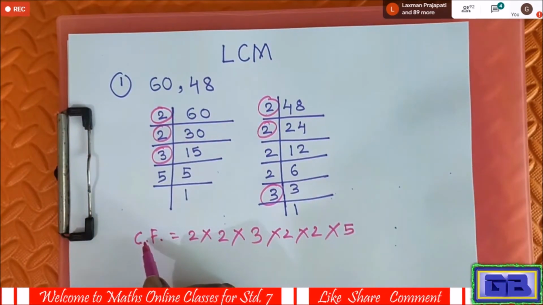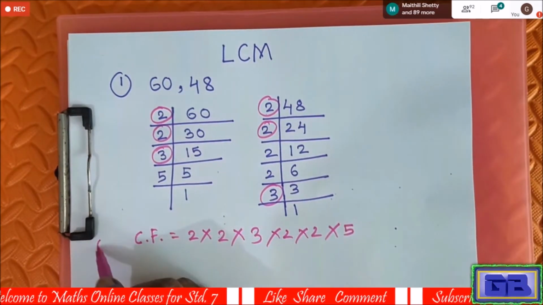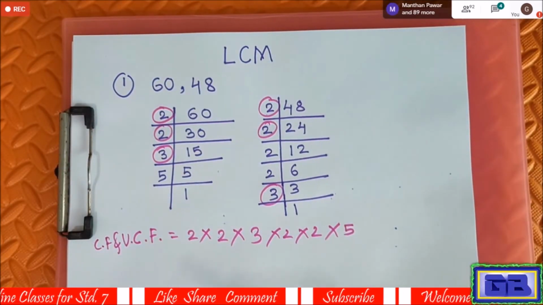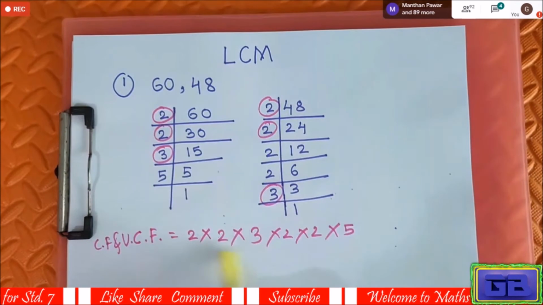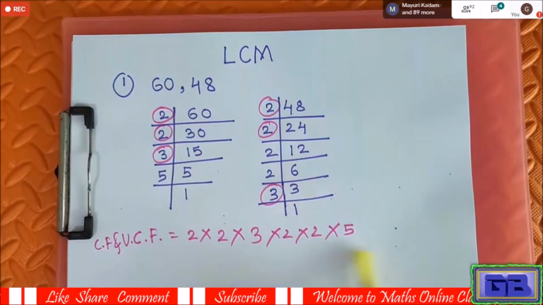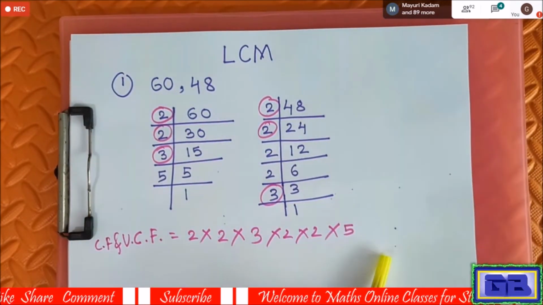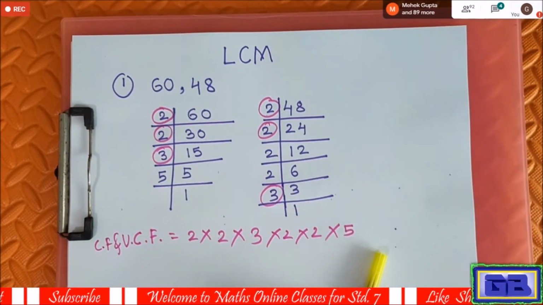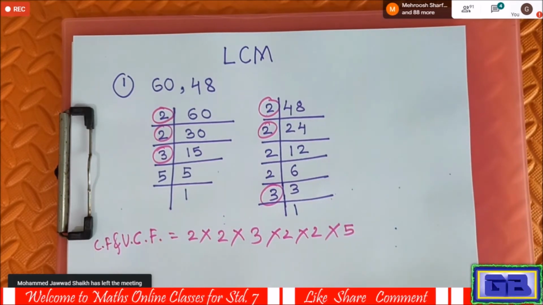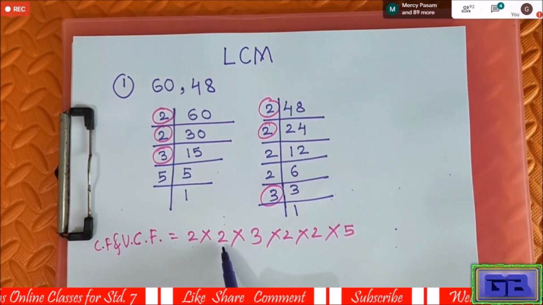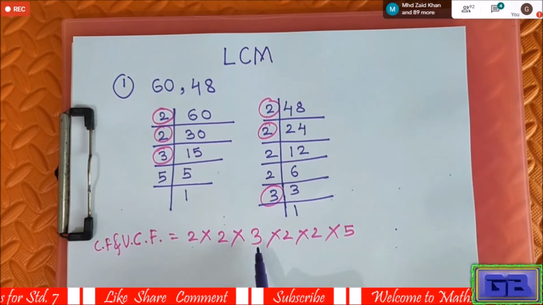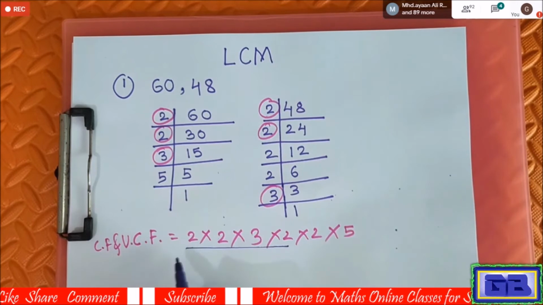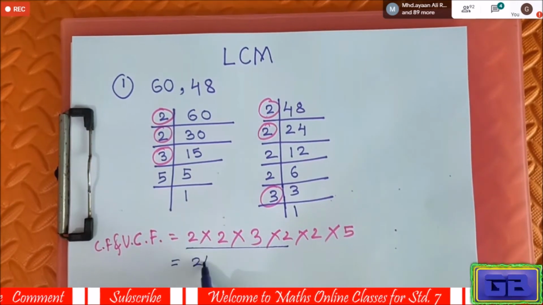here I can write common and uncommon. So whatever we have circled, these are common factors, and the ones not circled are uncommon factors. All factors we have to take. Now we have to multiply all these numbers. Start multiplying. 2 2s are 4, 4 3s are 12, 12 2s are 24. This much multiplication has come, 24.